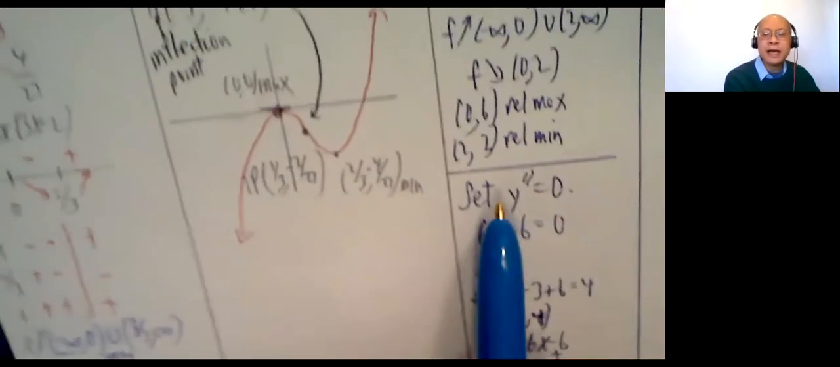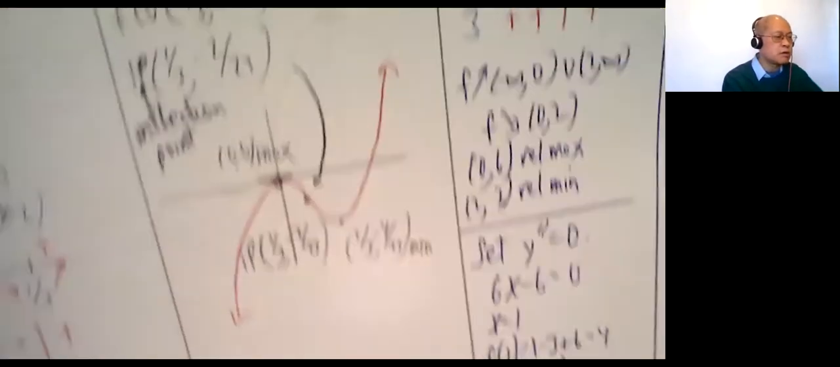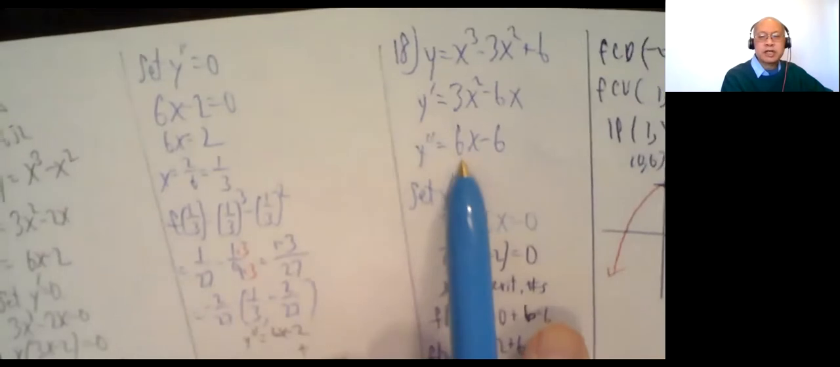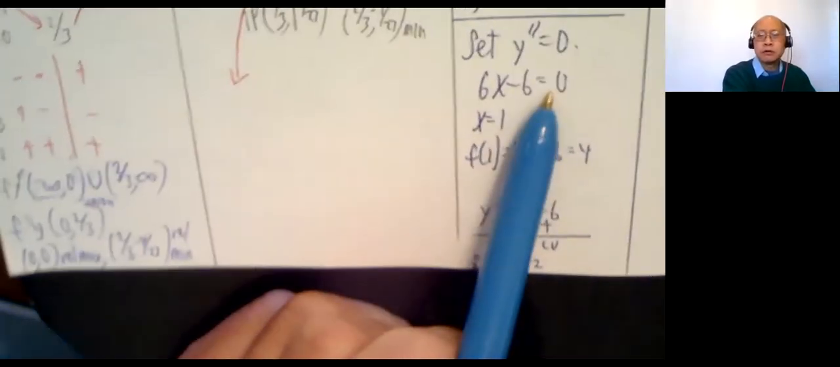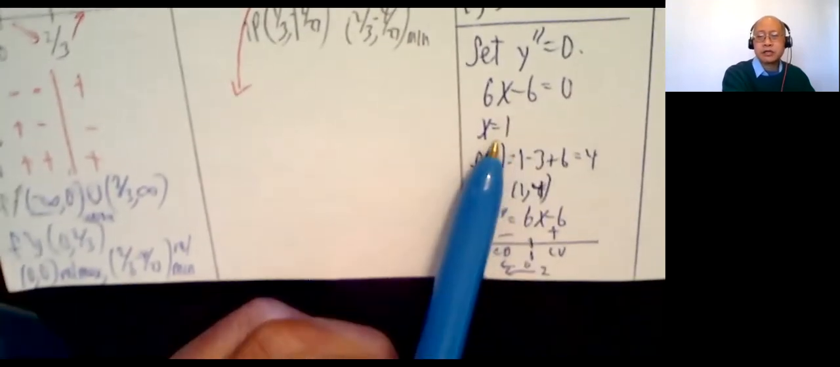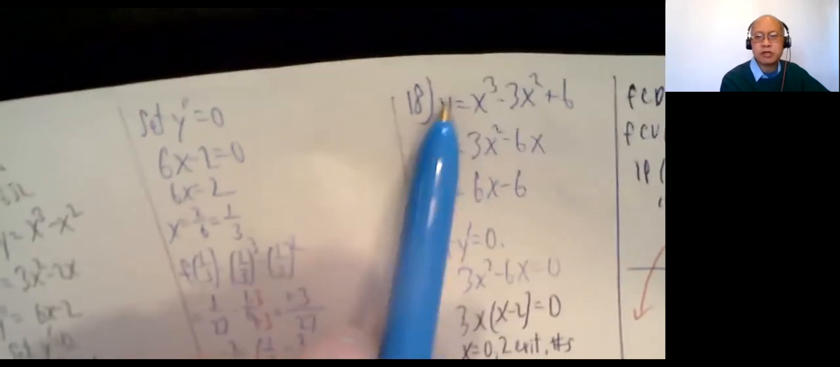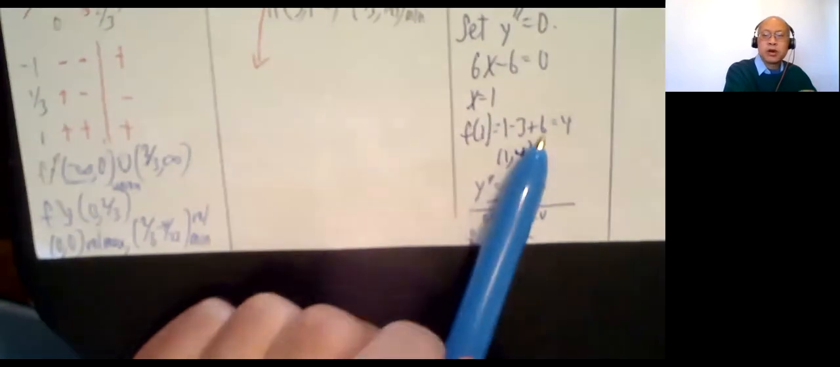New stuff, second derivative, which controls concavity. Set y double prime equal to 0. So my second derivative was 6x minus 6. Set that equal to 0. A little bit of easy algebra, x is 1, right? Add 6, divide by 6, x is 1. Find a y coordinate. So f of 1, plug in 1. 1 cubed is 1, minus 3 times 1 squared is 3. So 1 minus 3 plus 6, that's 4. So 1, 4.